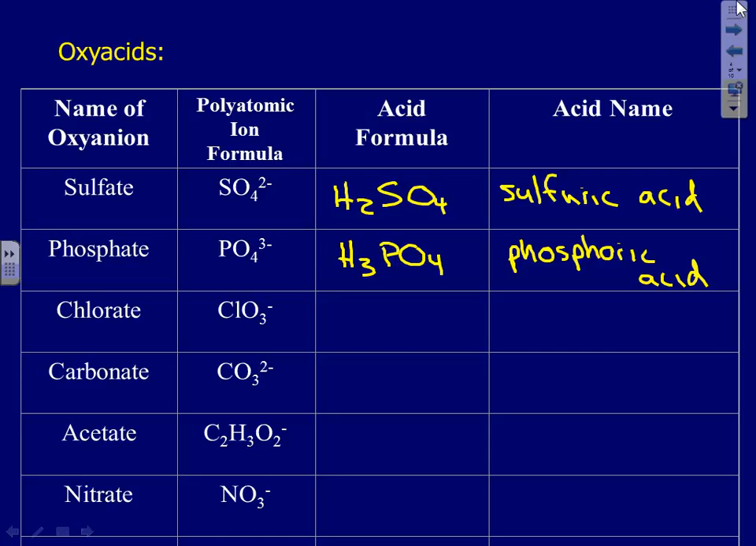Formula for the acid. Ashley, what do you think? Very good. HClO3. Correct. Now this naming is a little different. Sulfuric, phosphoric, but we don't say chlorinic, even though we've got a little extra on this. What do you think it's called? Yep. Chloric. Chloric.